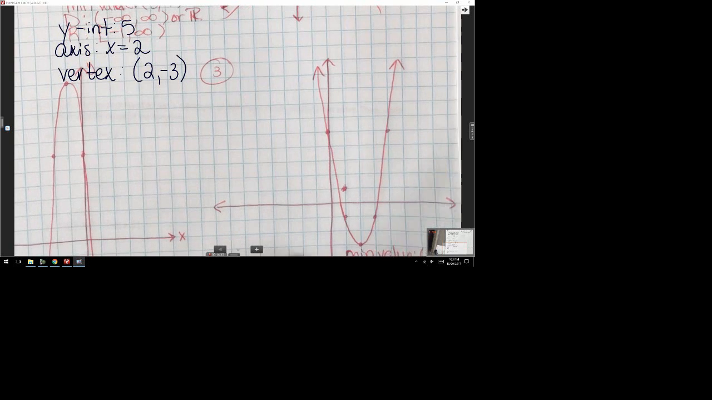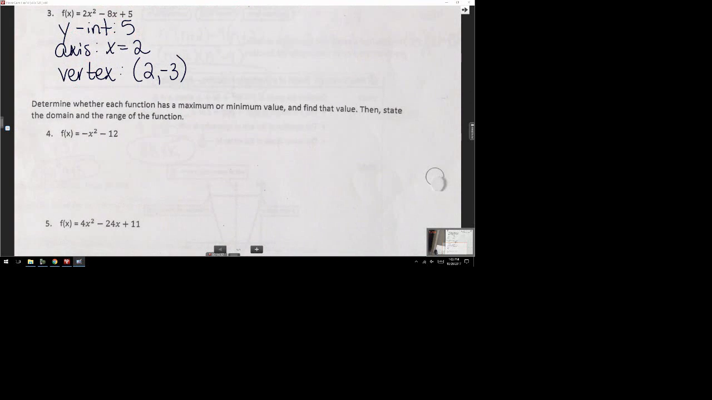All right. Then, what did it want you to find? The domain and range? Okay. So domain is always what per parabola? All real numbers. What about the range?